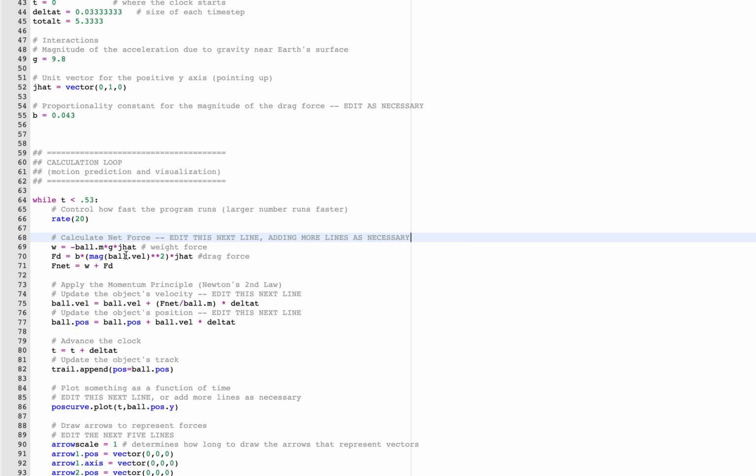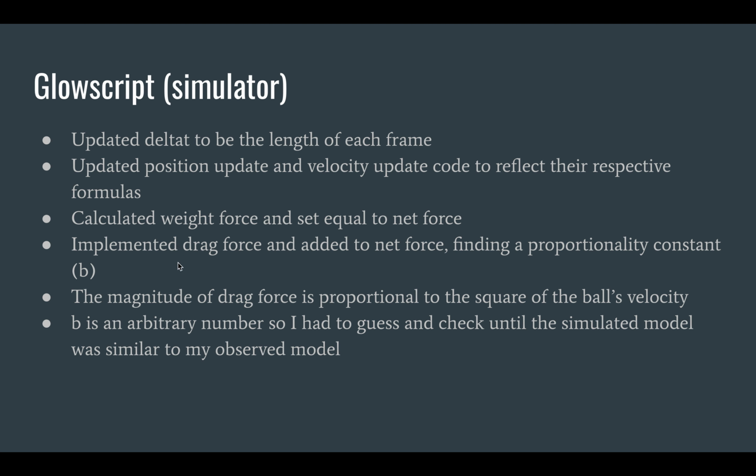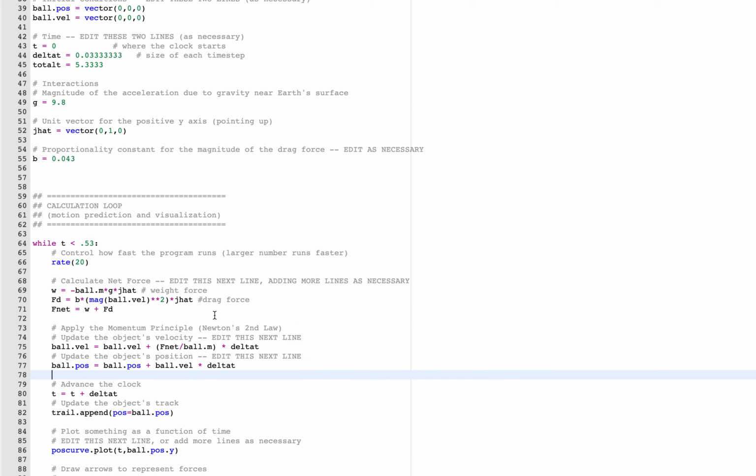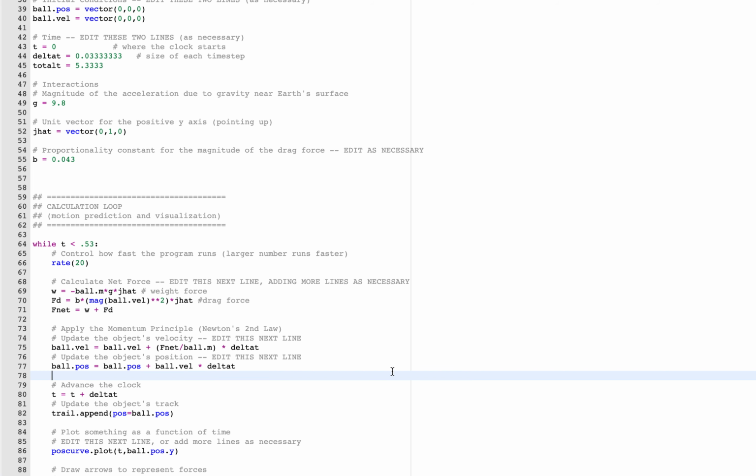Here's the force of drag. Here's the proportionality constant times the square of the ball's velocity, which is discussed here. The magnitude of the drag force is proportional to the square of the ball's velocity, so I implemented that into my code using this line here. And I updated the ball's velocity and the ball's position using these two lines of code, and was finally able to create a simulation and data of my ball's position over time, with drag and then without drag.